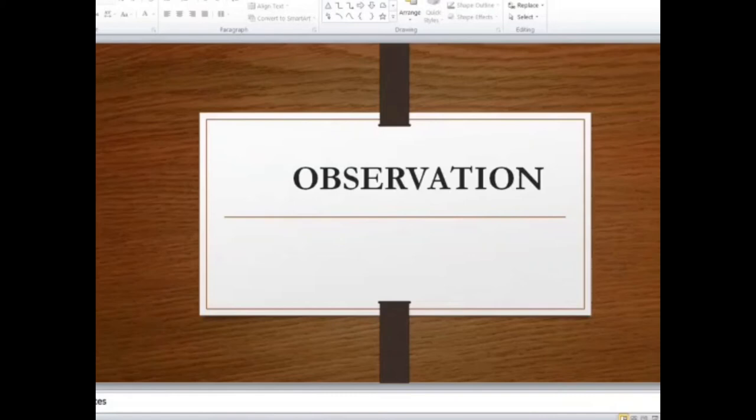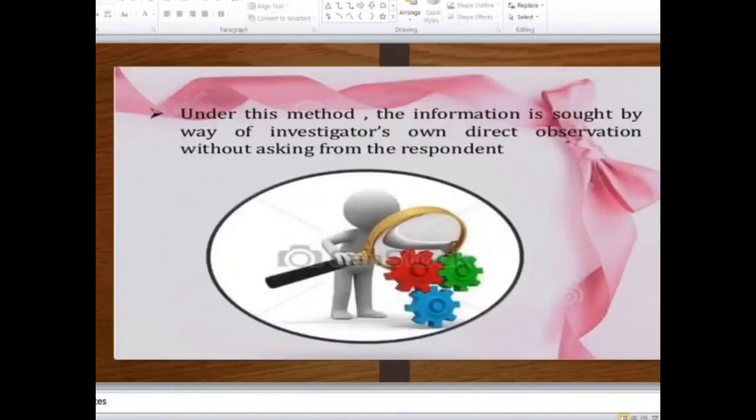I think you all have heard of observation. Observation is nothing but observing a respondent. The information is sought through the investigator's own direct observation. We are observing a thing without asking any permission from the respondent. Nothing to ask. We can just observe him and write the finding. That is a form of observation.